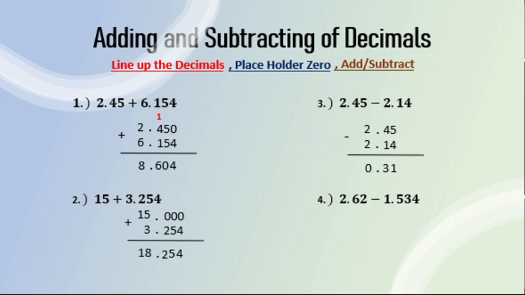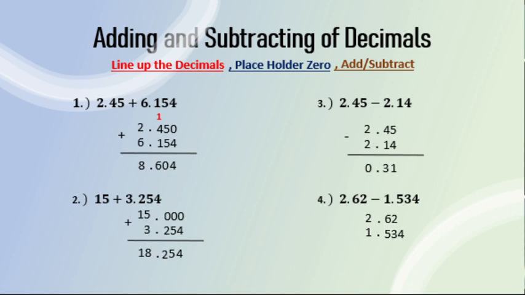Let's go now with number 4. We have 2 and 62 hundredths minus 1 and 534 thousandths. Again, let us write the given in vertical column. In writing them in vertical column, we must make sure that we line up the decimals. We have 2 and 62 hundredths minus 1 and 534 thousandths. Make sure that we line up the decimals.